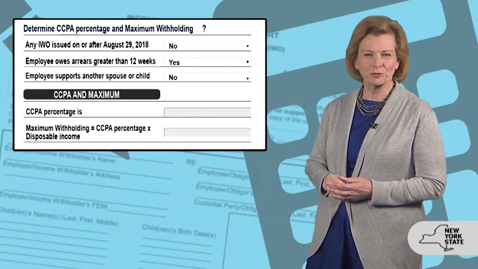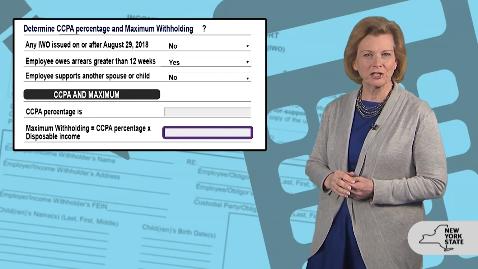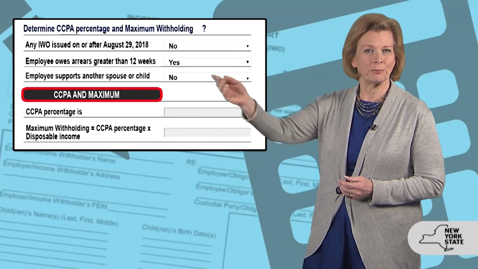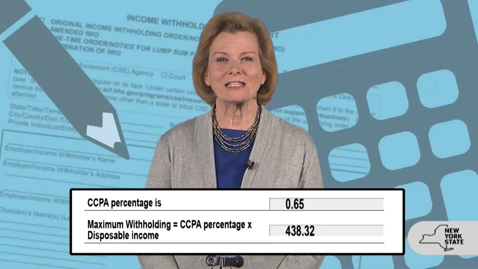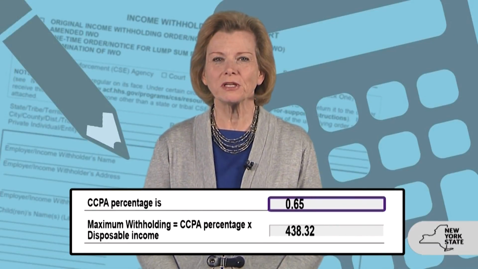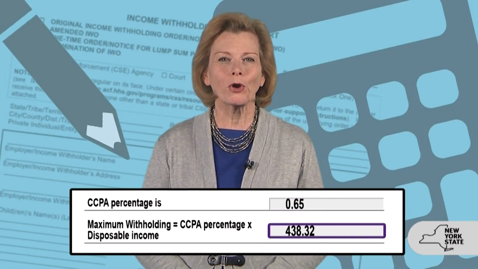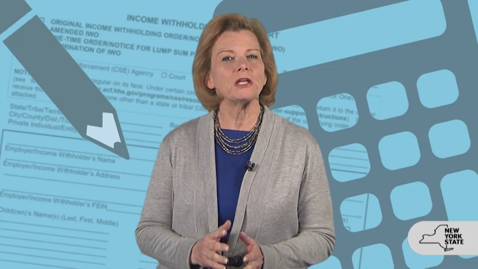Based on the information we've provided, the calculator will generate the CCPA percentage and the maximum withholding amount for the employee. Click the CCPA and Maximum button to display the results in those fields. Here, you can see the CCPA percentage is 0.65 or 65%, while the maximum withholding amount is $438.32. The next section of the calculator allows us to enter information from each income withholding order for the employee and compare it to the maximum withholding amount.